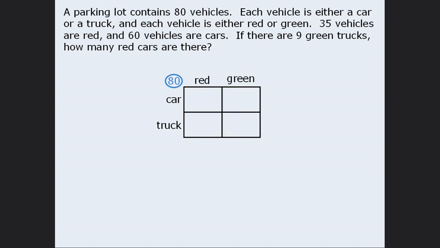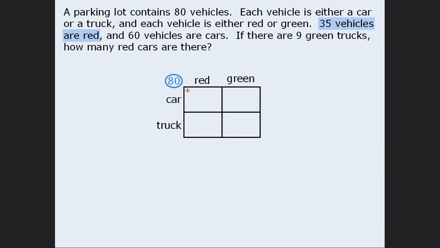Our ultimate goal will be to place each of our 80 vehicles in one of the four boxes, depending on the vehicle's characteristics. So in this box, we'll place red cars. In this box, we'll place green cars. In this box, we'll place red trucks. And in this box, we will place green trucks. Now the question asks us to find the number of red cars. So let's add this asterisk in this box to remind us of our goal. Alright, it's time to start adding information.